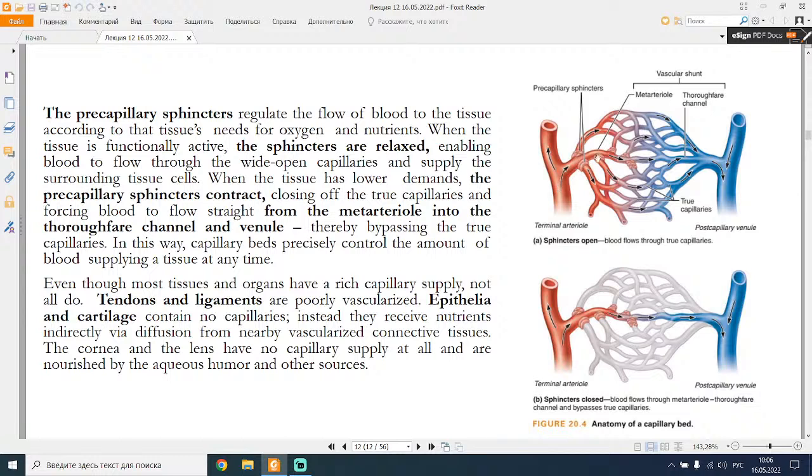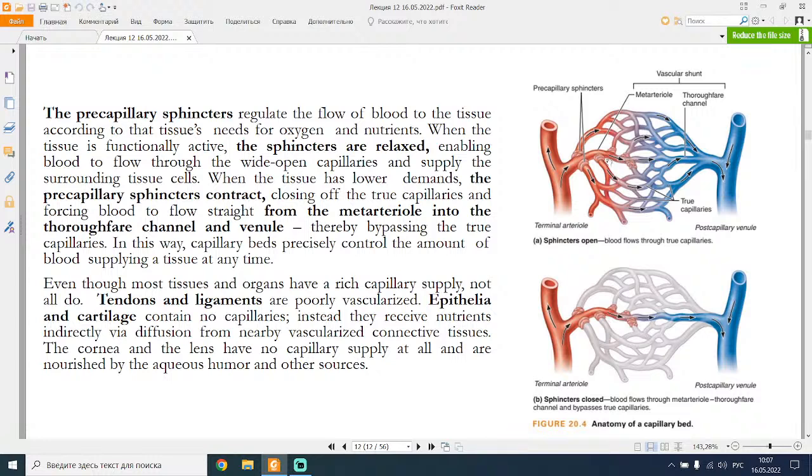Then the precapillary sphincter regulates the flow of blood to the tissue according to the tissue's needs for oxygen and nutrients. When the tissue is functionally active, the sphincters are relaxed, enabling blood to flow through the wide open capillaries and supply the surrounding tissue cells.